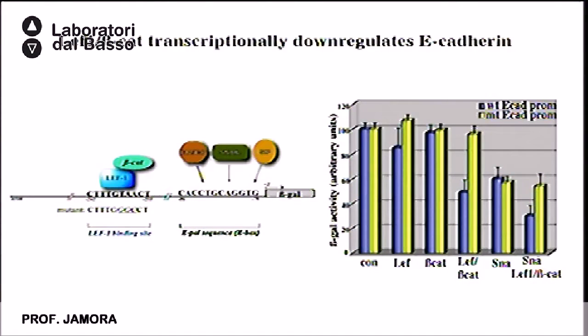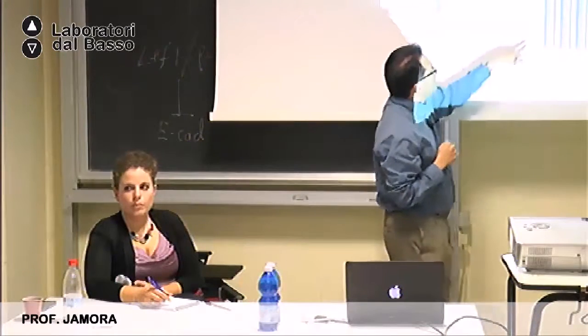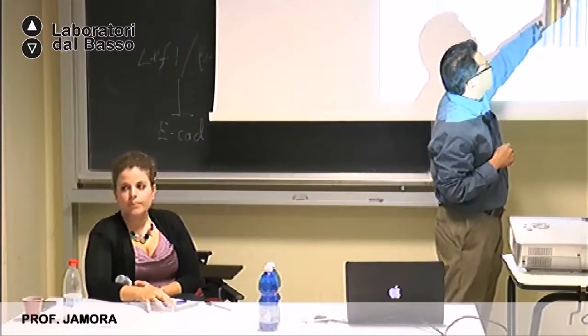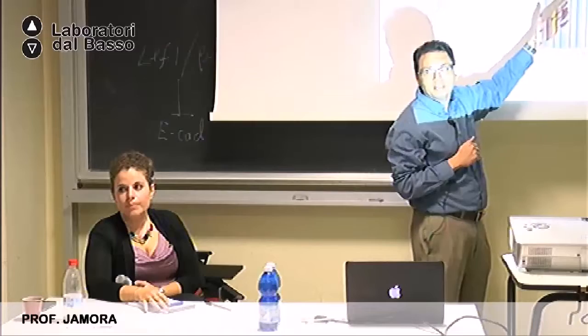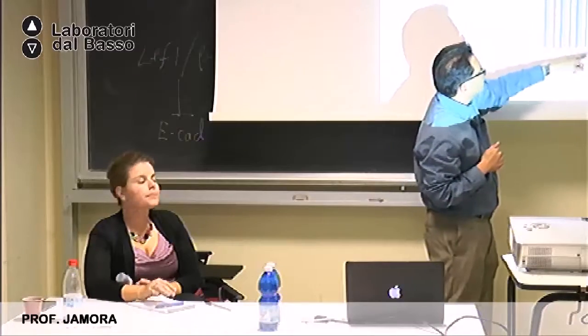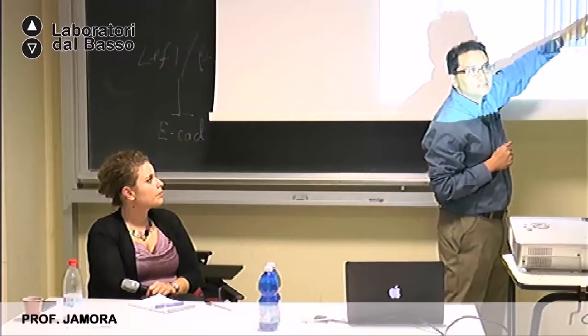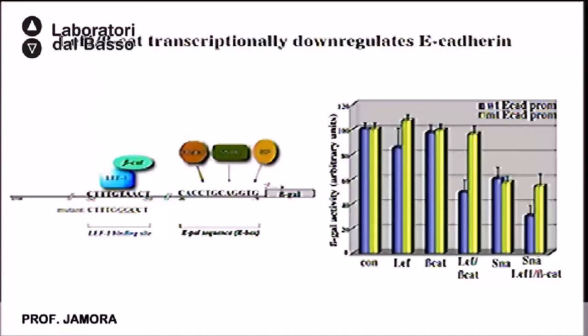Okay, so let's just go through this chart here. In blue is the wild-type E-cadherin promoter driving beta-galactosidase. I'm just measuring beta-galactosidase as a surrogate for transcriptional activity. When you add LEF1 or beta-catenin alone, it really doesn't have much of an effect on the expression of E-cadherin. When you add both LEF1 and beta-catenin, you get a 50% decrease in E-cadherin promoter activity. So you need both to repress E-cadherin.